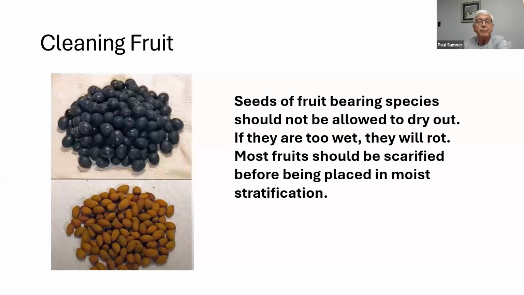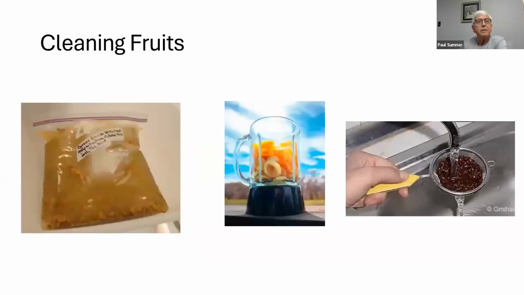You know that fruits normally, when they're eaten by animals, go through the digestive tract, and then they're scarified, and when they are deposited on the ground, they are likely to come up in those places. So we want to kind of mimic that, and Midgley talks about that in her book. So how do we get the pulp off of the fruit?